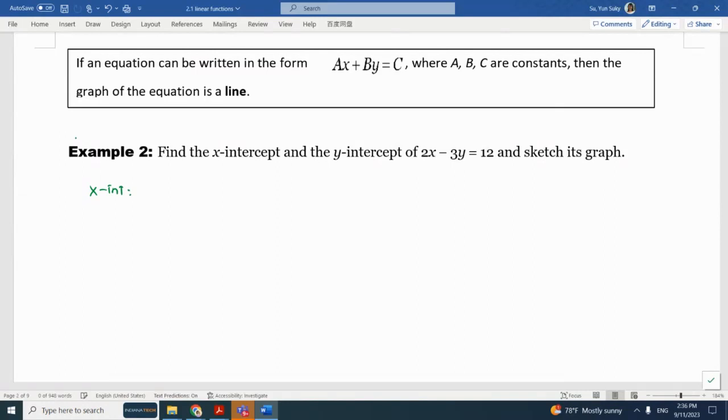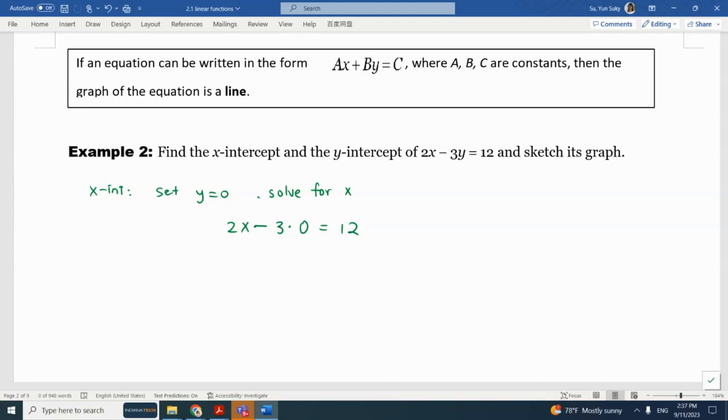So x-intercept, how do you find x-intercept? Set y is 0 because you cross the x-axis. Everybody, do you know the x-axis corresponds to the equation y equals 0. And then the y-axis corresponds to the equation x is 0. Right, everybody? Okay, so look at this. We set y equals 0 and solve for x. So 2x minus 3 times 0 equals 12.